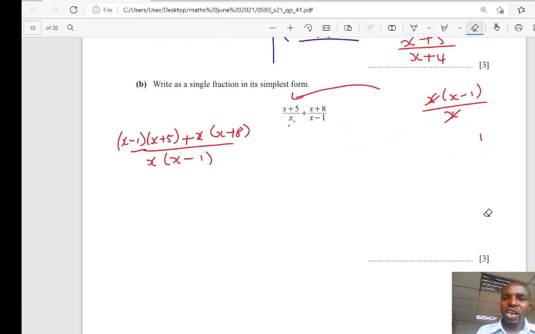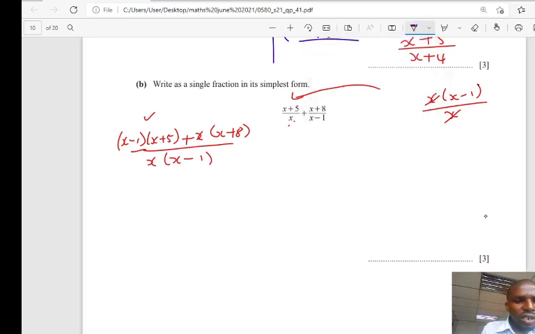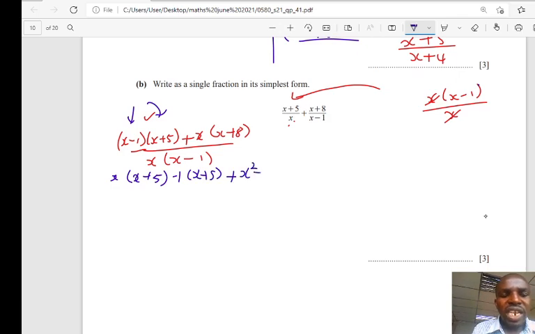Now let's just simplify. By simplifying this one, remove this bracket the long way. You say x, the numbers in the first bracket will multiply the second bracket. In the first bracket we have x and minus 1. X will multiply the second bracket, which is x plus 5. And minus 1 will multiply the same second bracket, x plus 5, then plus this one, remove the bracket, x squared plus 8x over the denominator. You don't have to change anything here, just leave it like that.